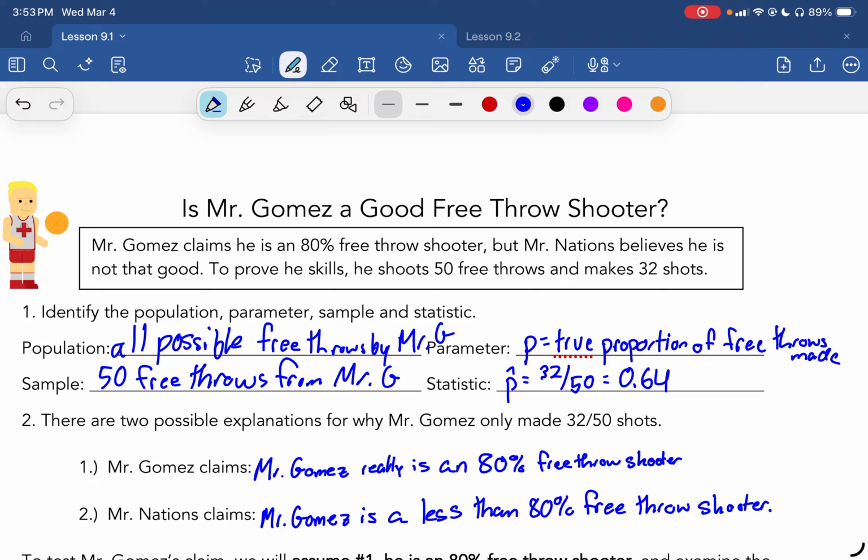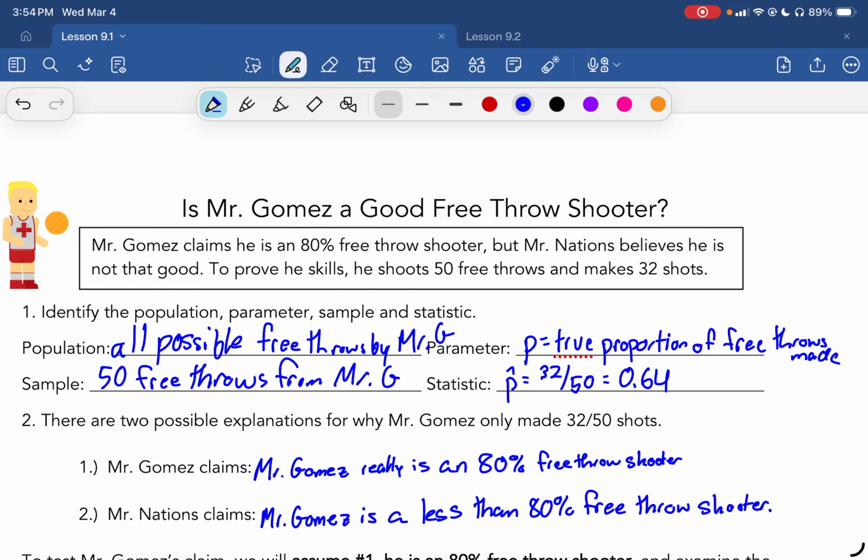That's something we know. Now, going on to this second part, there are two possible explanations for why Mr. Gomez made only 32 out of 50 shots. The first claim, and it's Mr. Gomez's claim, is that he really is an 80% free throw shooter. Maybe something happened and he just didn't do very well. My claim is the second claim, that Mr. Gomez is a less than 80% free throw shooter. Again, that comes from the top part. I don't believe him. I don't believe he's that good.